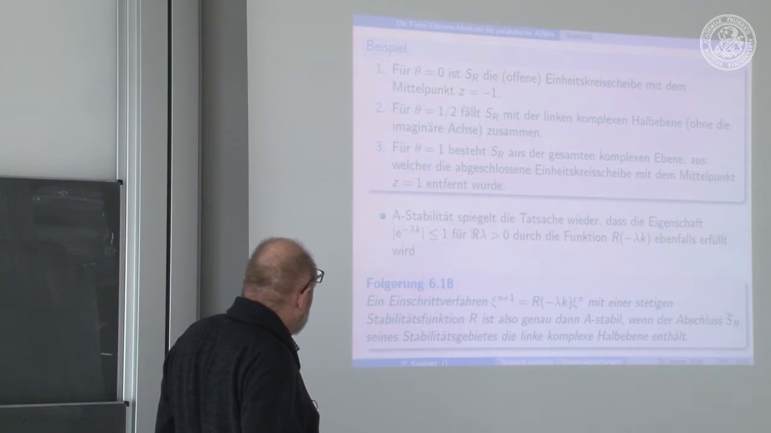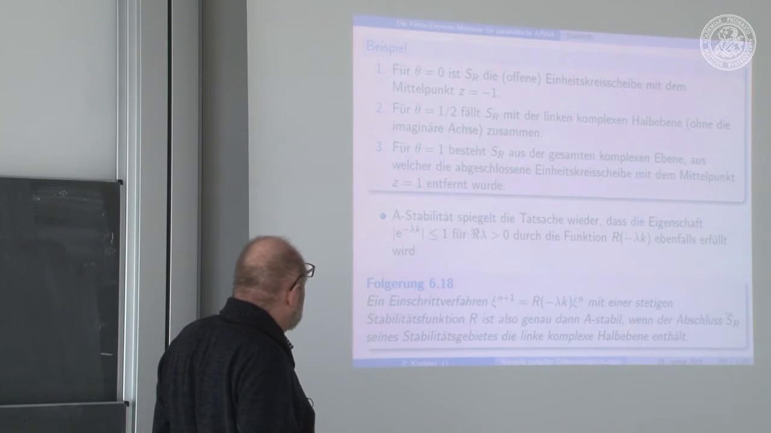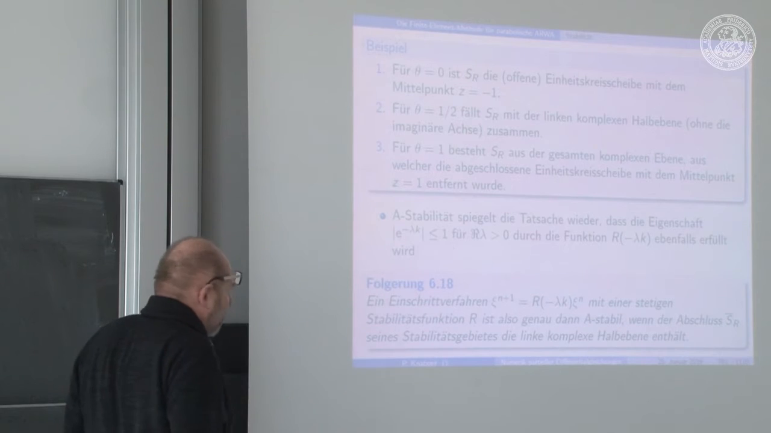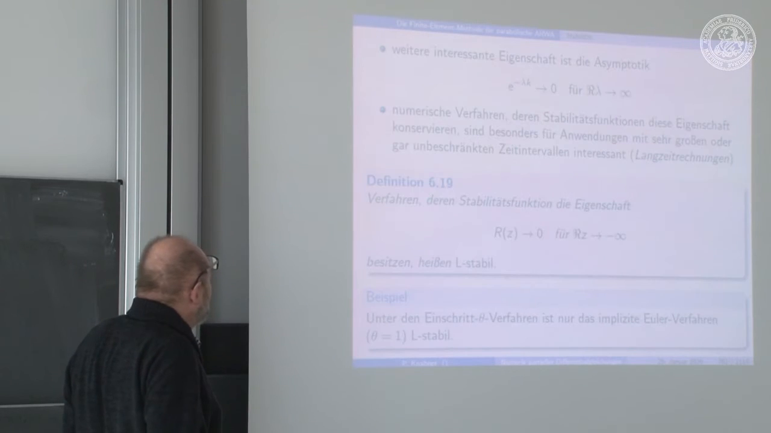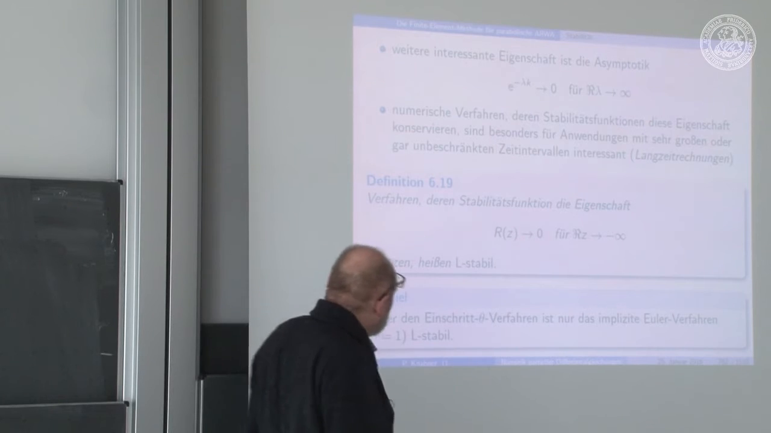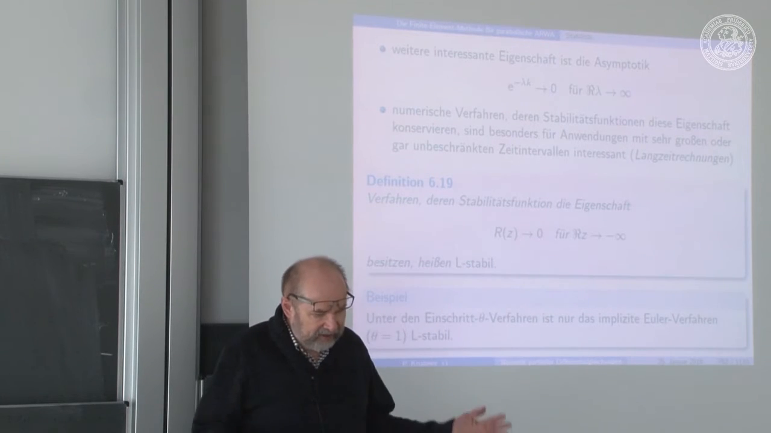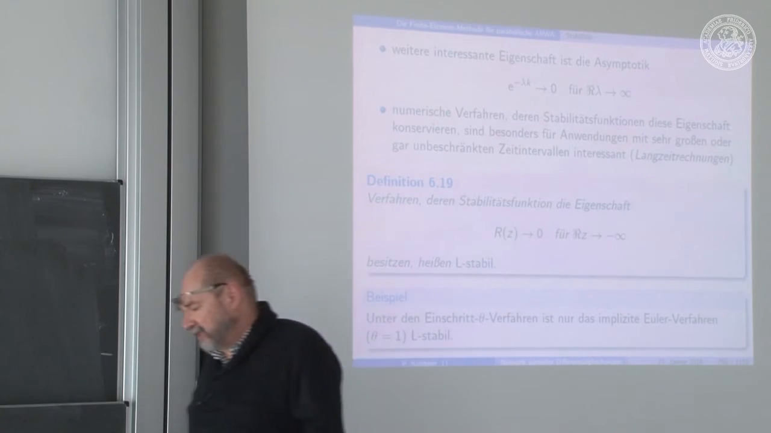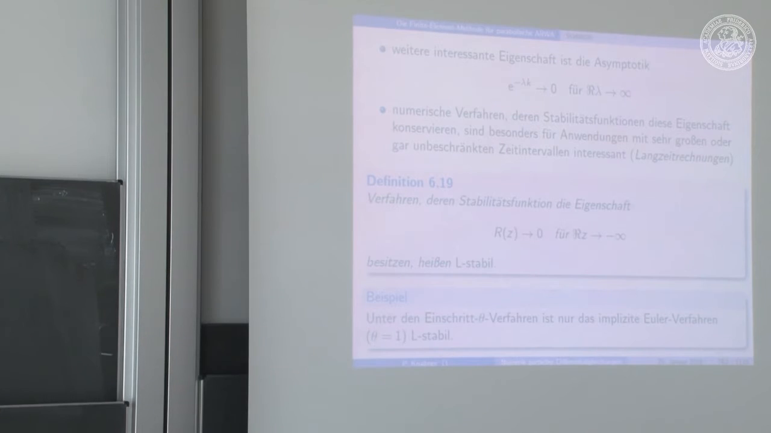Okay, so this we have seen, how the stability relates to the positioning of the stability domain. And now, if we look for A stability, then the explicit Euler method is out. And we have to distinguish somehow between the implicit Euler method and the Crank-Nicolson method, and in principle also everything in between, theta from 1/2 to 1.